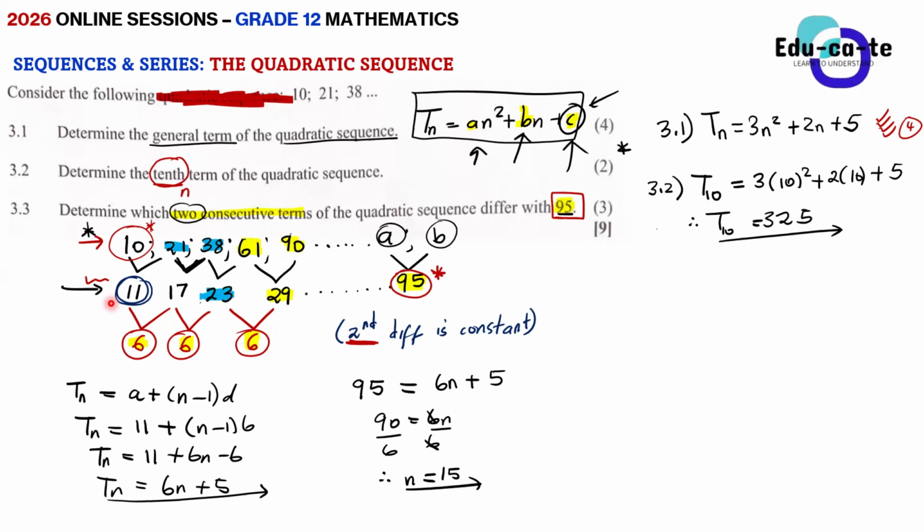Position number 1, we have got 10. Position number 2, we have got 21. The difference between term 2 and term 1 is 11. The difference between term 2 and term 1 gives you the first term of the first difference, of the arithmetic sequence in this case. Do you see that?